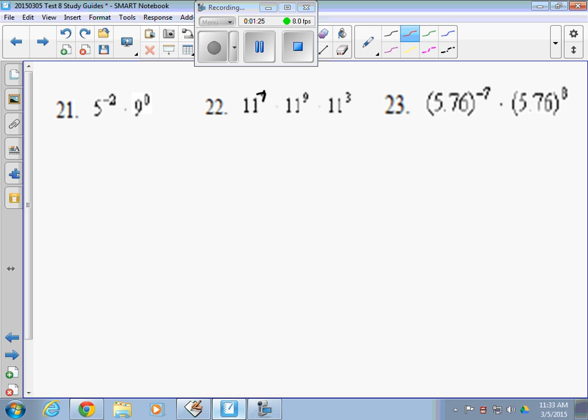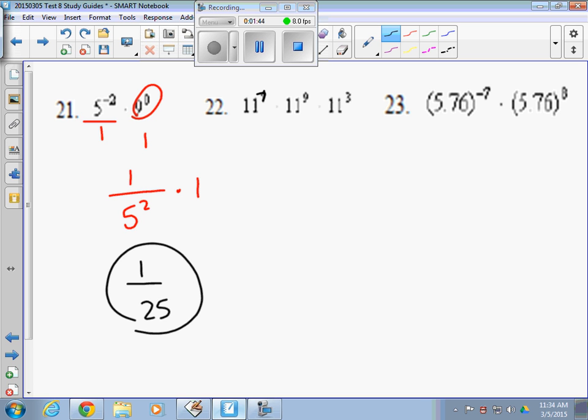21 is 5 to the negative 2, 9 to the 0. Anything to the 0 power is 1. 5 to the negative 2 has to ride the elevator. So it becomes 1 over 5 to the positive 2, and that's times 1. 5 to the positive 2 is 25, so 1 over 25 times 1. It's simply 1 over 25.